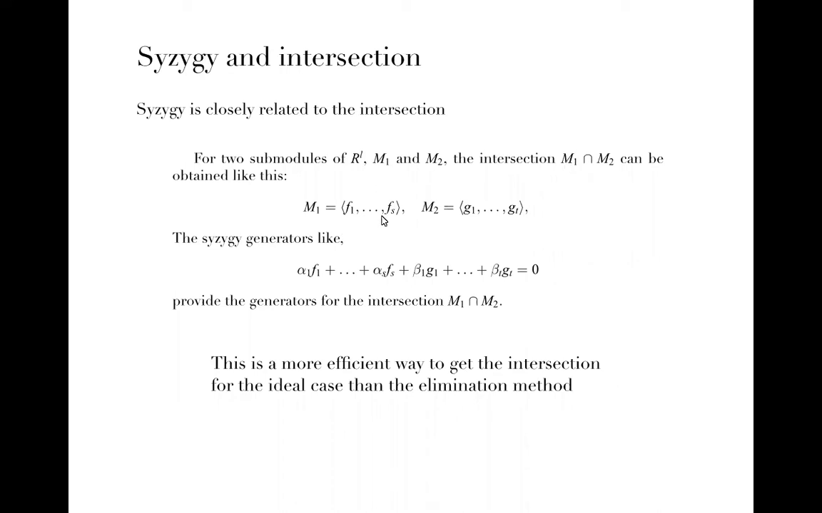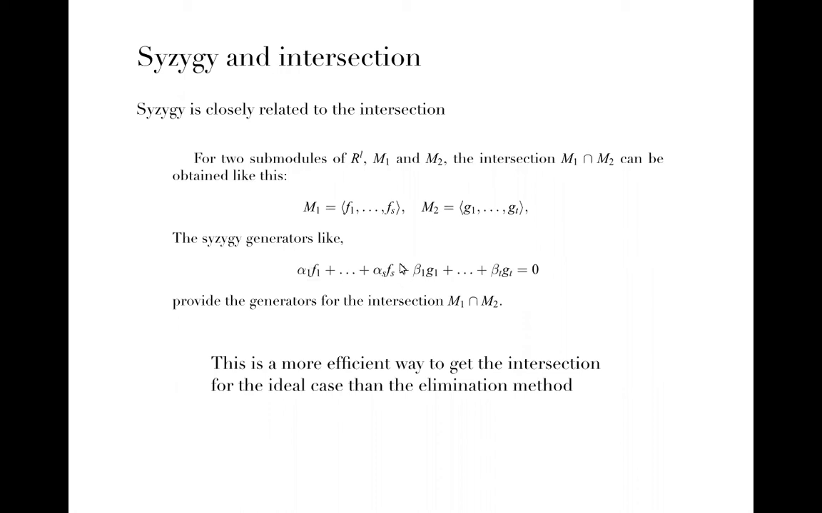So the thing here is, suppose you have two generating sets, F1 to Fs and G1 to Gt. You try to find the intersection of the two submodules. In the linear algebra analog, that means you have a linear subspace and another linear subspace, and you try to find the intersection here. The way you want to do it is to do this kind of syzygy computation. You try to find the syzygy solution like alpha 1 to alpha s plus beta 1 to beta t, and make sure that the whole sum equals zero. So this is definitely a syzygy relation.